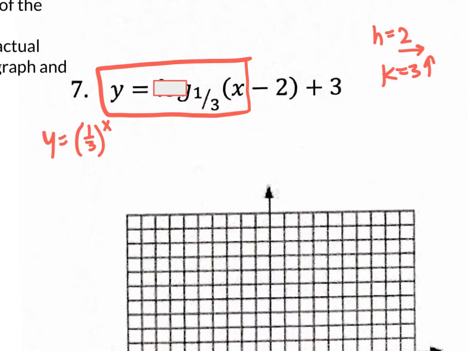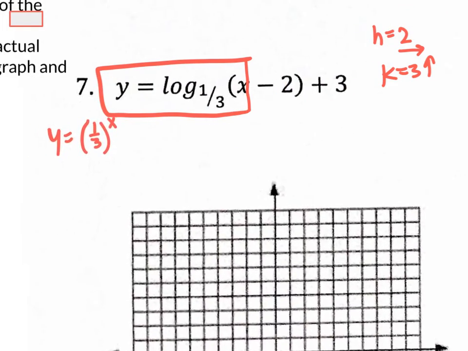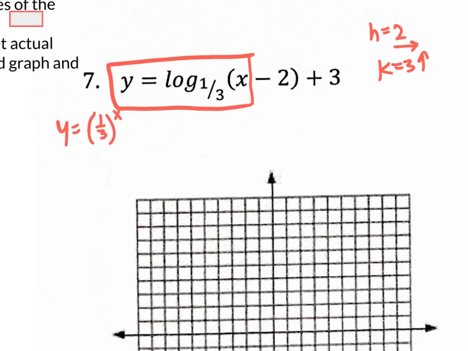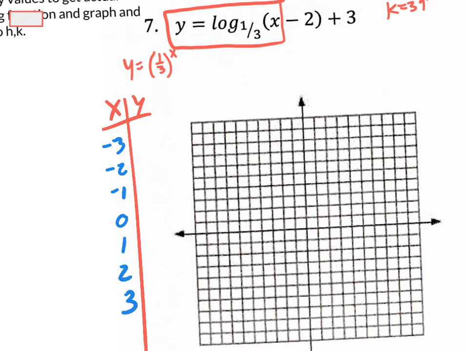So I am going to, whoa, what happened there? Sorry. I'm going to make an xy table for the coordinates of the exponential decay function y equals 1/3 to the x. So I'm going to use consecutive integer inputs, -3, -2, -1, 0, 1, 2, 3. Plug in the easiest input, 0. When I put 0 right there, anything to the 0 power is 1.